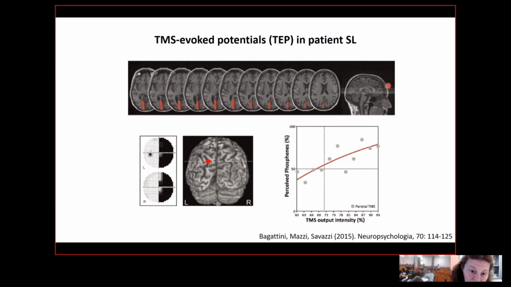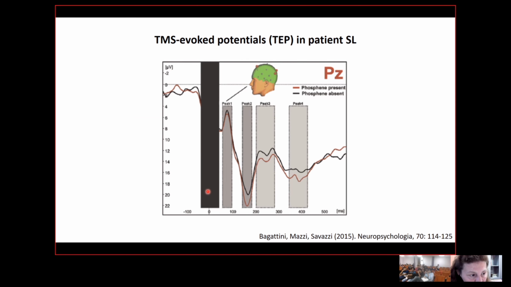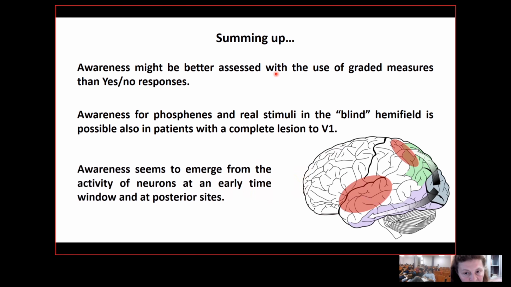We, of course, did the same with the patient you saw before, in whom I can induce phosphenes by stimulating this area, and I want to see what happens in her brain by using EEG. And again, what we found is that it's the temporal and parietal areas that can distinguish whether the patient can perceive or cannot perceive.